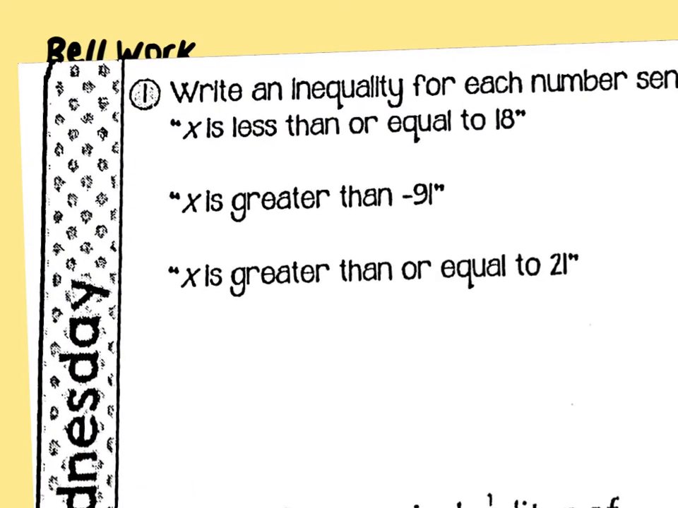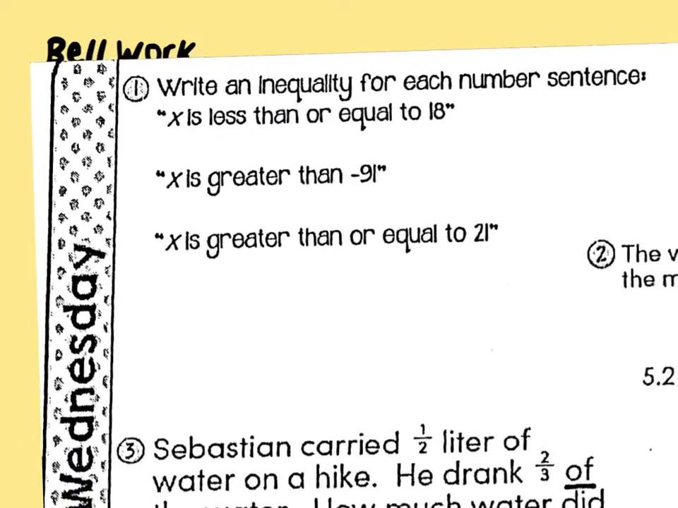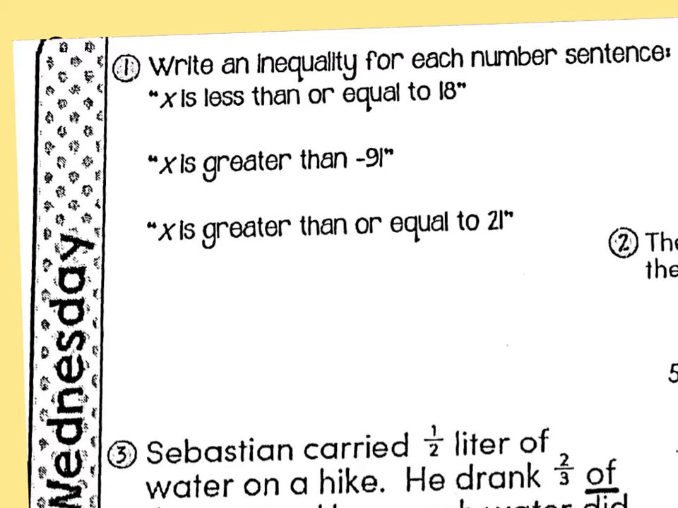On this one, it wants us to write an inequality for the number sentence. And so our first one is x is less than or equal to 18. So we're going to go x is less than or equal to 18.